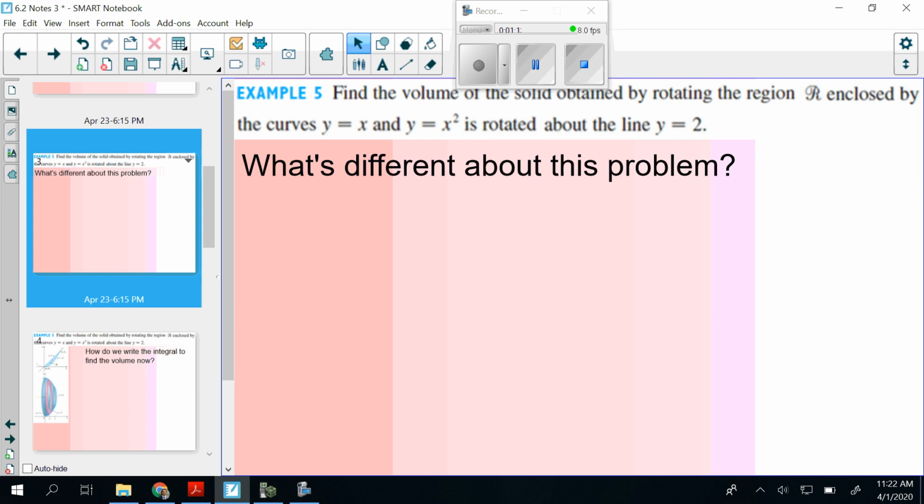All right. So let's look at this problem. They want us to find the volume of a solid obtained by rotating the region R enclosed by these two curves, and we're going to rotate it around the line y equals 2.